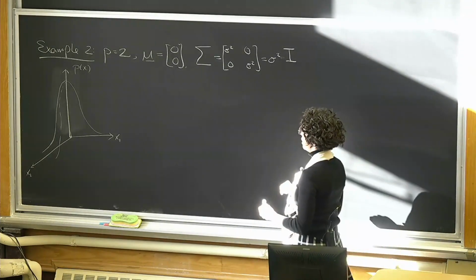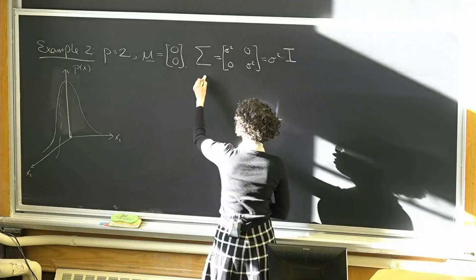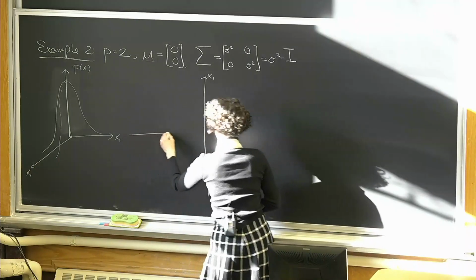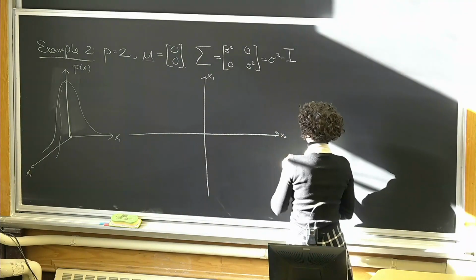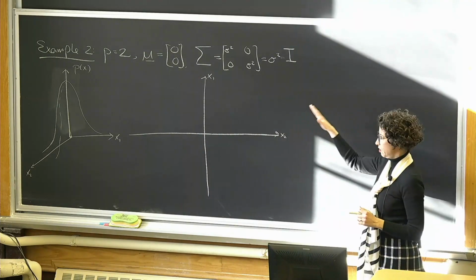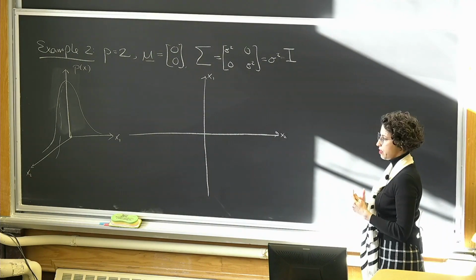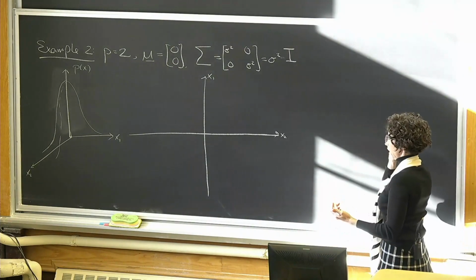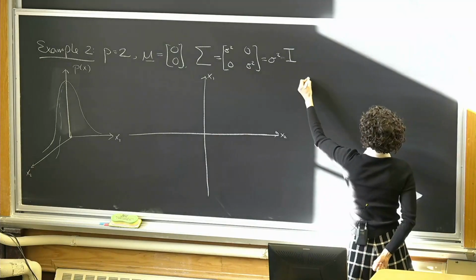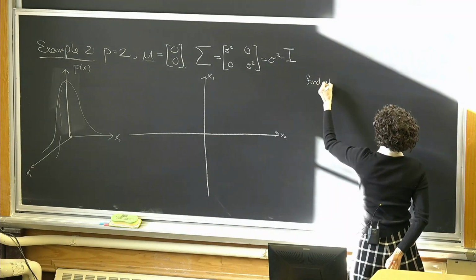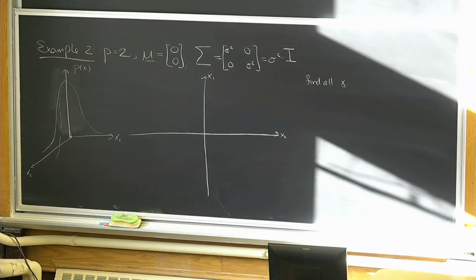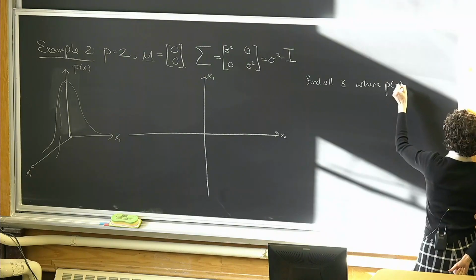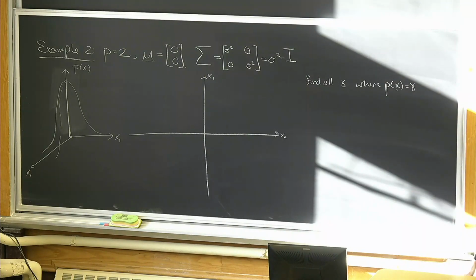For me, it's a little bit easier to actually draw a contour plot. So what I'm going to draw here is a plot where one axis is the first coordinate, x1, and the other axis is the other coordinate, x2. And then what I'm going to draw are contours. So what I want to know is, find all the values of x where this distribution function p of x is constant. So let's just say it's equal to some value gamma.